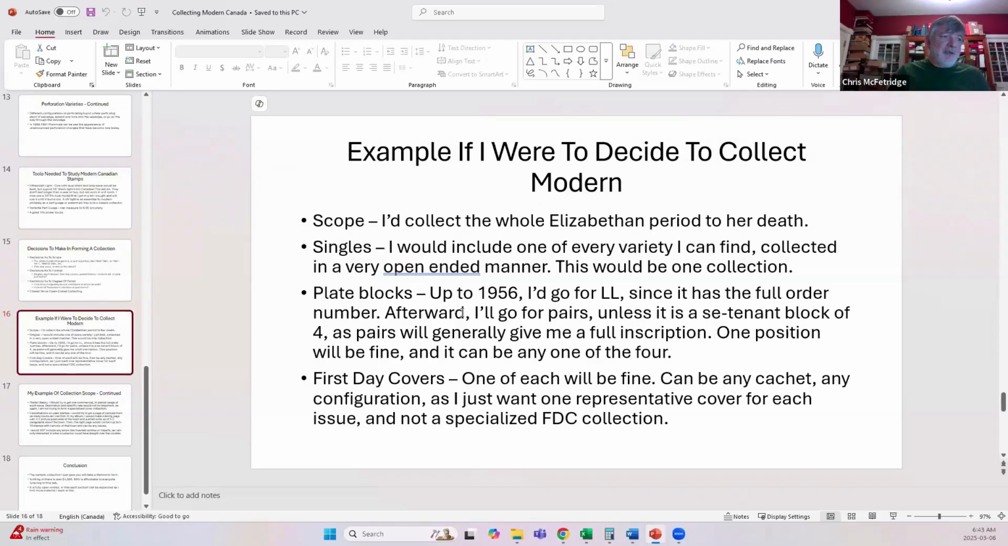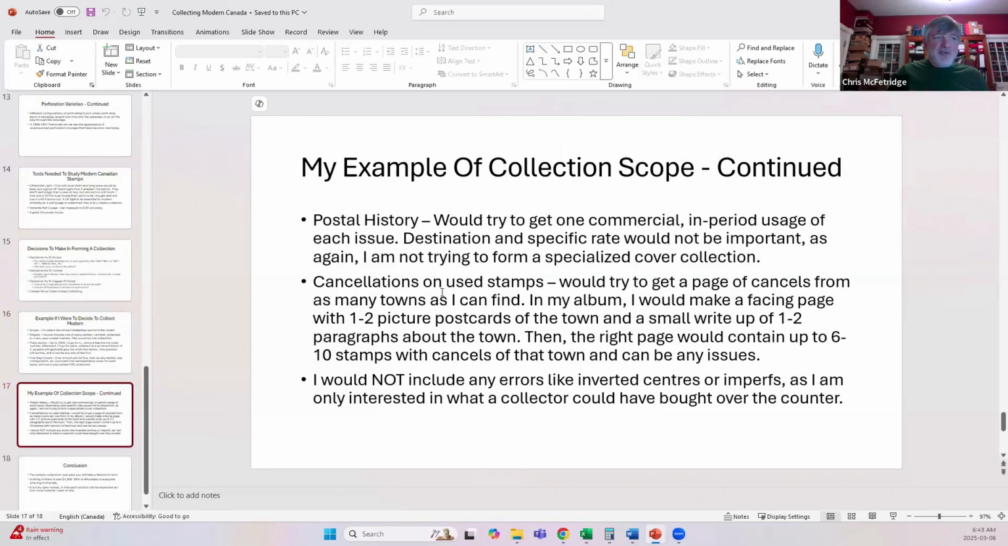First day covers, one of each first day cover would be fine. It can be any cachet, any configuration. I just would want one representative cover for each issue. I'm not forming a specialized first day cover collection. I don't need more than one. Postal history, I would try to get one commercial in-period usage of each issue. Destination and specific rate would not be important, as again, I'm not trying to form a specialized cover collection.